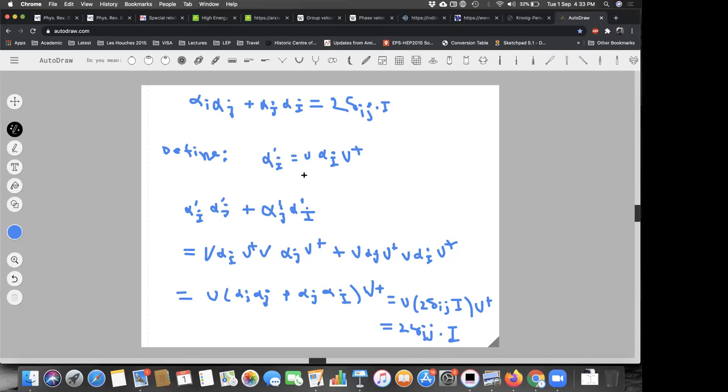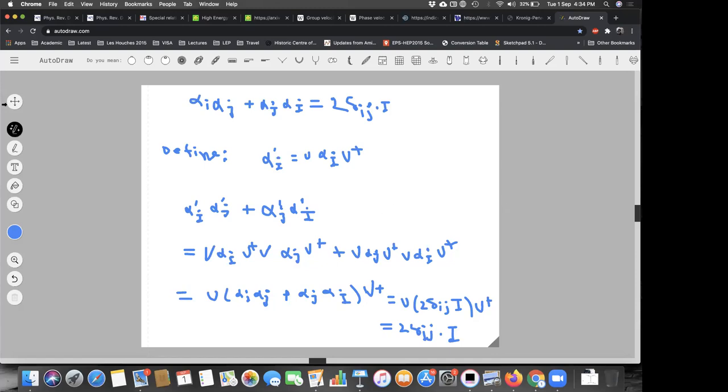Is this okay? Yes, sir. So there is no unique solution, right? If you find one solution, then two different solutions are actually unitarily equivalent to each other. I hope this is okay.